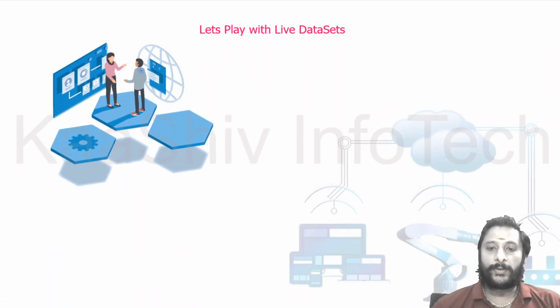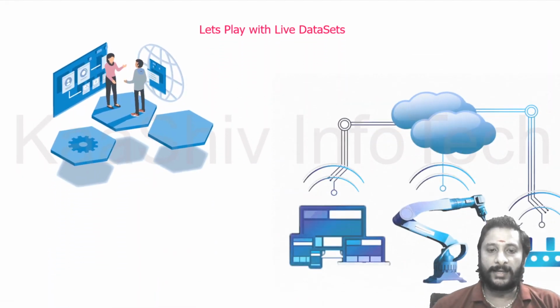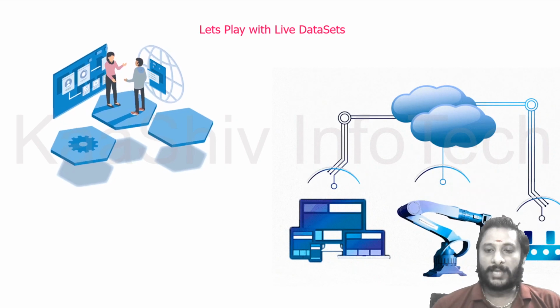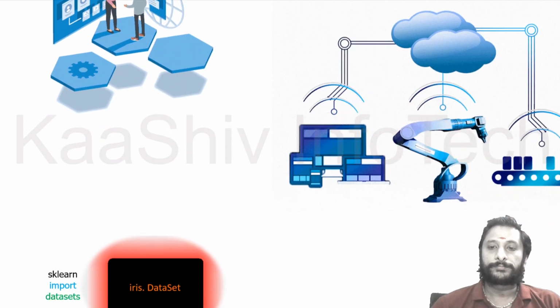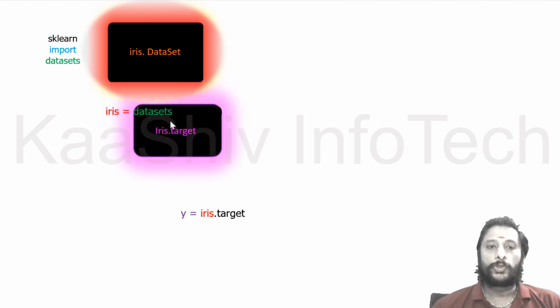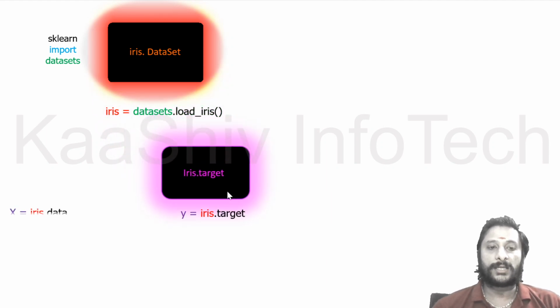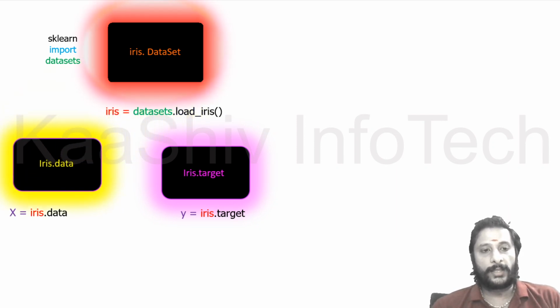Let's play with the live data sets with this test and training functionality. It's time for me to explain how the live data sets will work. I got my iris dataset. As you know, sklearn is a library to import the datasets. I got the iris datasets available. You got two different types of data: the iris target and the iris data.